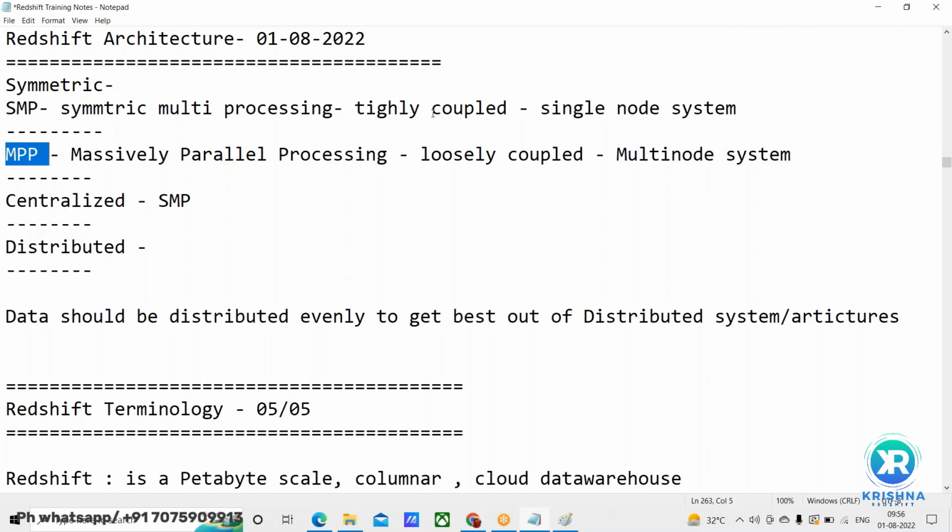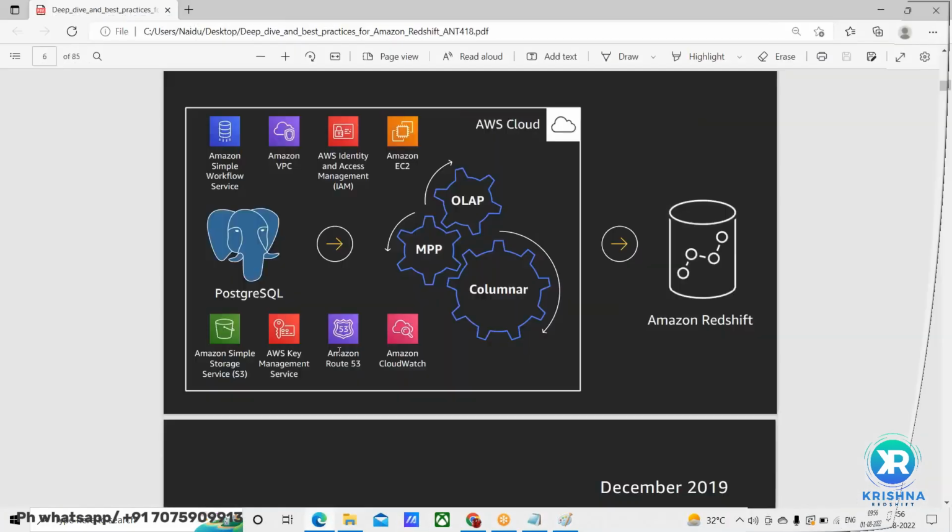So in SMP there is only one node. In MPP, multiple nodes will be there. So an MPP system is also called a distributed system. Okay, now you know that. Now let's come back to our Redshift.